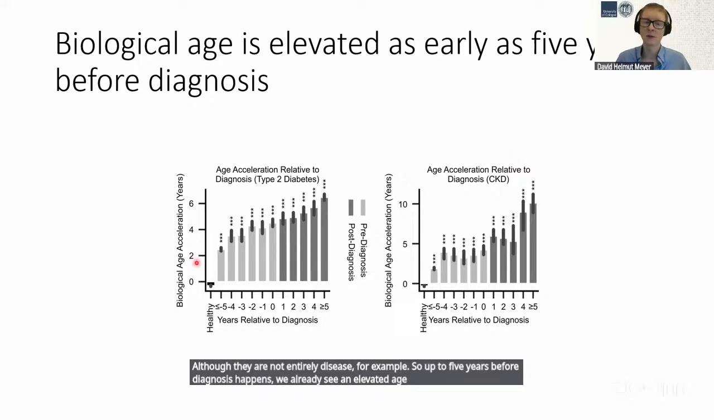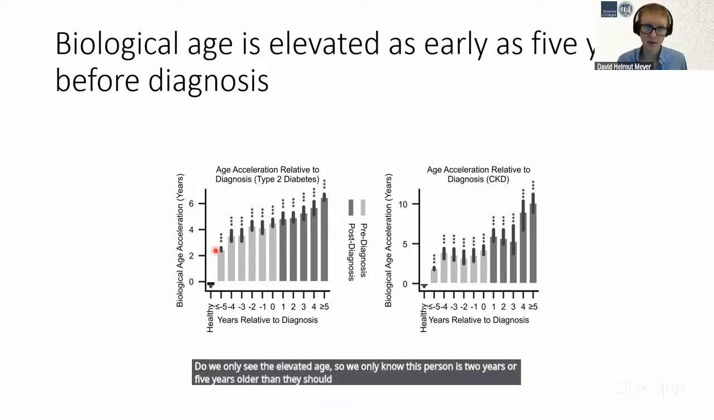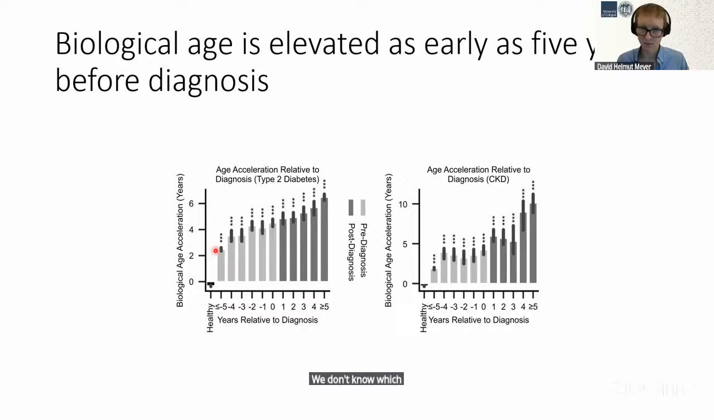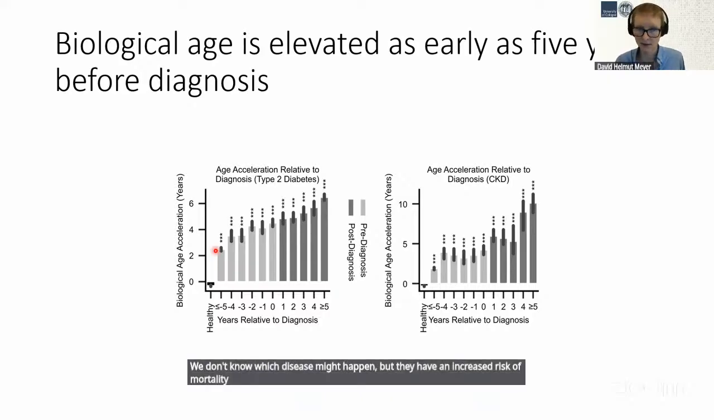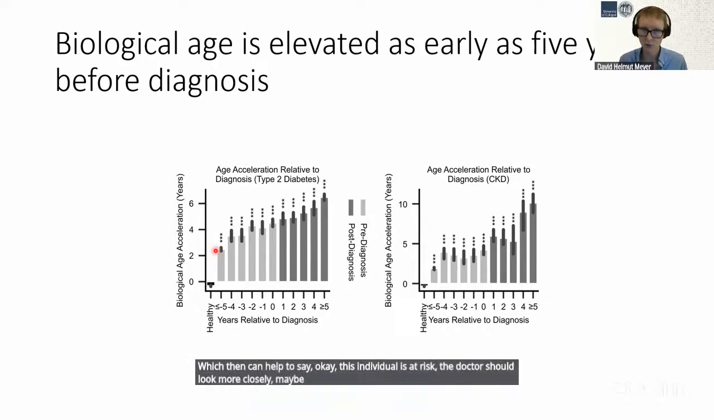We only see the elevated age, so we only know this person is 2 years or 5 years older than they should be. We don't know which disease might happen, but they have an increased risk of mortality and diseases, which then can help to say, okay, this individual is at risk, the doctor should look more closely, maybe every half a year follow-up, or maybe even more specific tests to see whether there's anything that might be a problem.